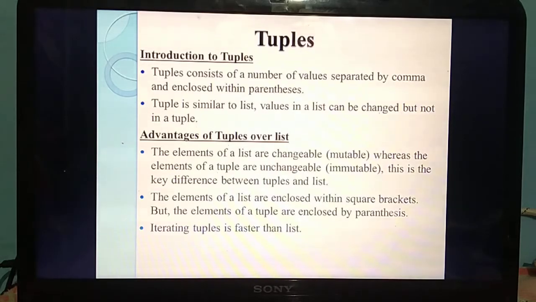Understand? Yes. So next we are going to study about tuples. Okay, so what's the first data type we have studied in this chapter? There are 4 data types. What are they? List, tuples, sets and dictionary.